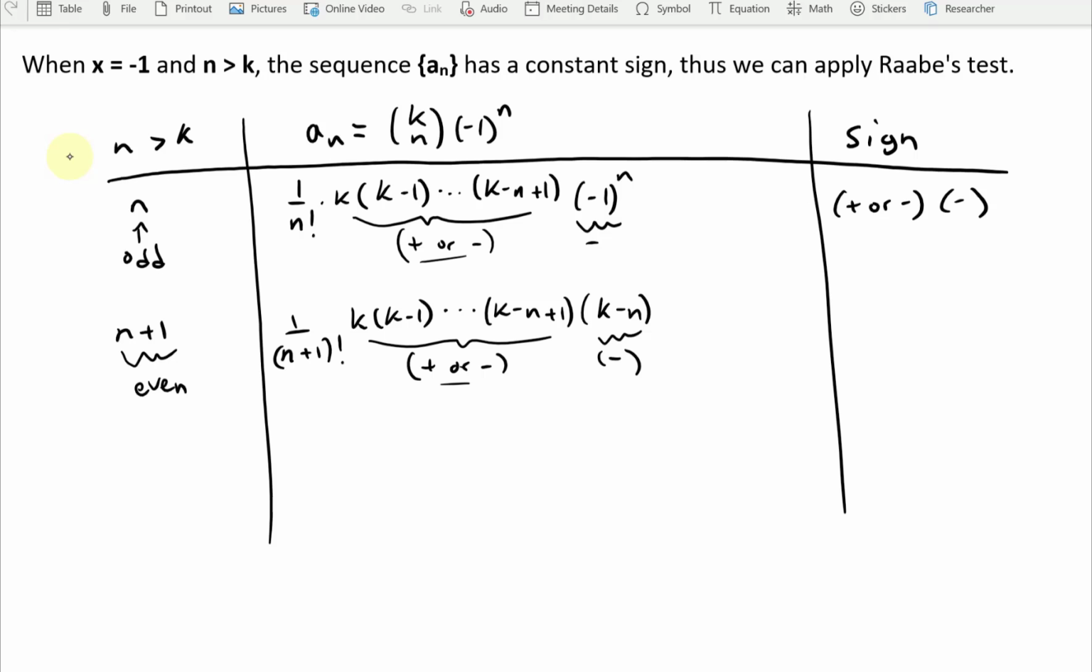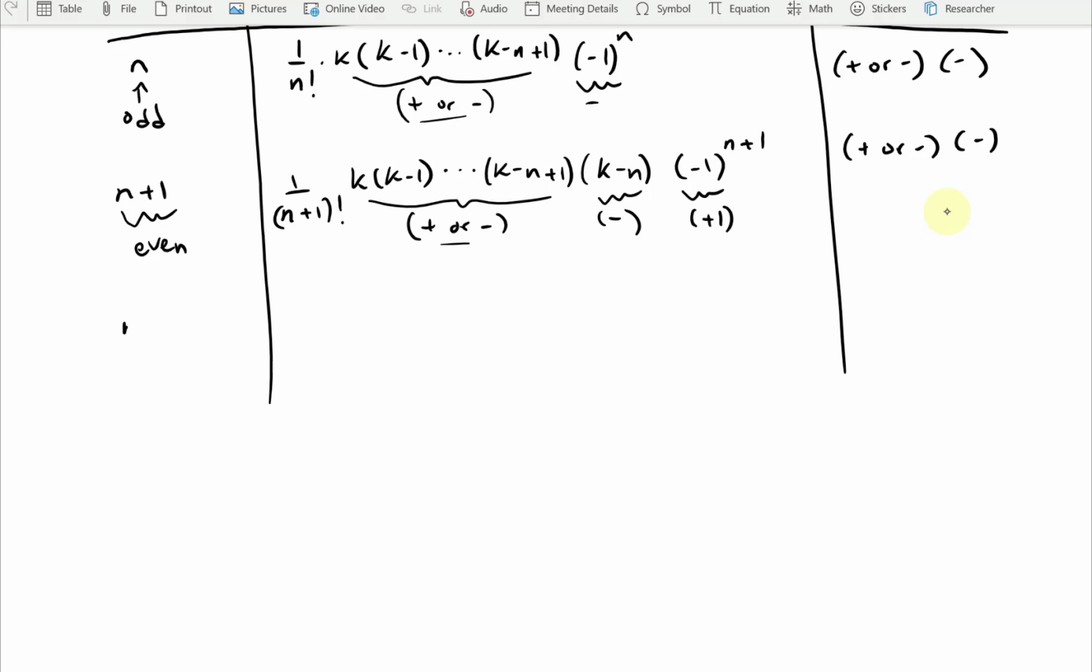And then the next one's going to be negative 1 to the power of n plus 1. It's going to be even. So this is going to be negative. I mean, it's going to be positive. So in other words, all that matters is we're going to get the exact same thing as before as this one. So we're going to get plus or minus, and then we're going to get a minus. And then the next one is going to be the term after that, n plus 2, which is going to be odd. So we're going to have a 1 over n plus 2 factorial.